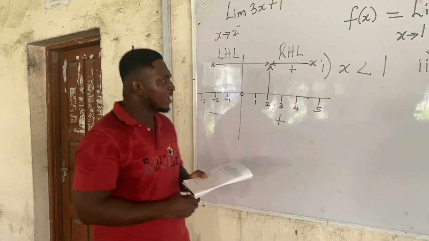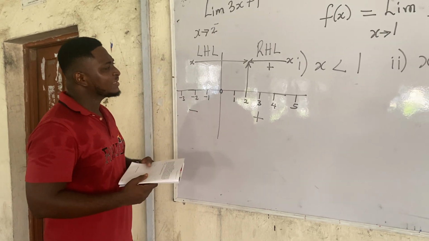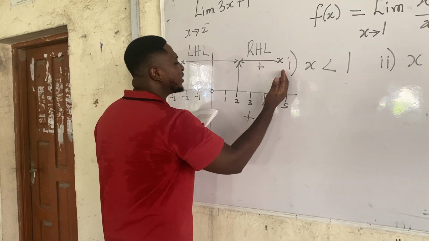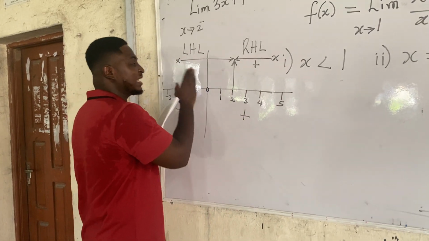Be punctual. Now class, you can see that the right hand limit deals with greater than 2, and left hand limit deals with less than 2.